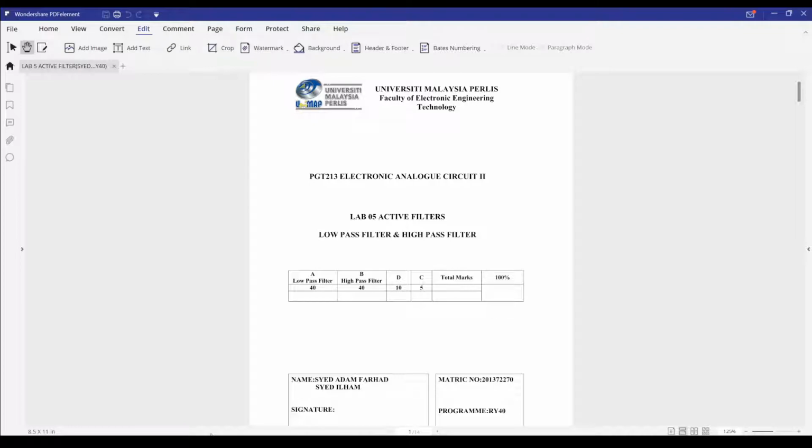So a passive filter is just a circuit with inductor and capacitor. It does not require any external power source, and it does not use an operational amplifier. But an active filter consists of resistors and capacitors, and also an operational amplifier to create the filter. So today we'll be looking at low pass filters and high pass filters.